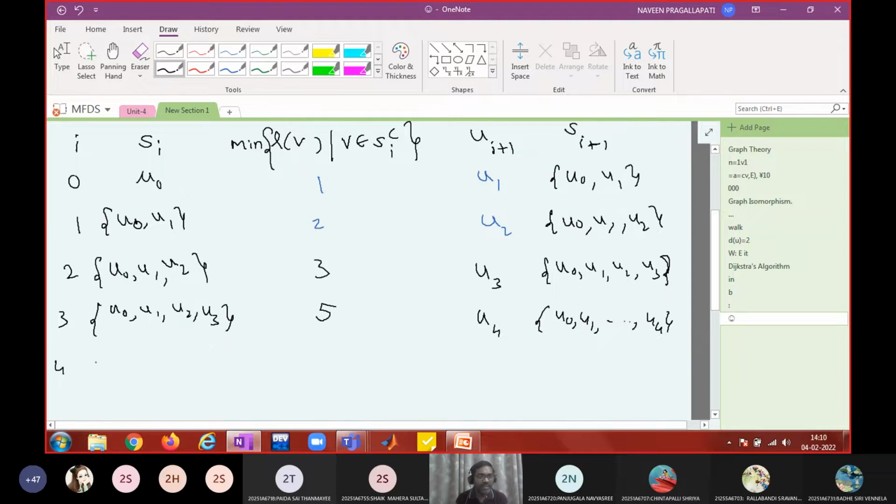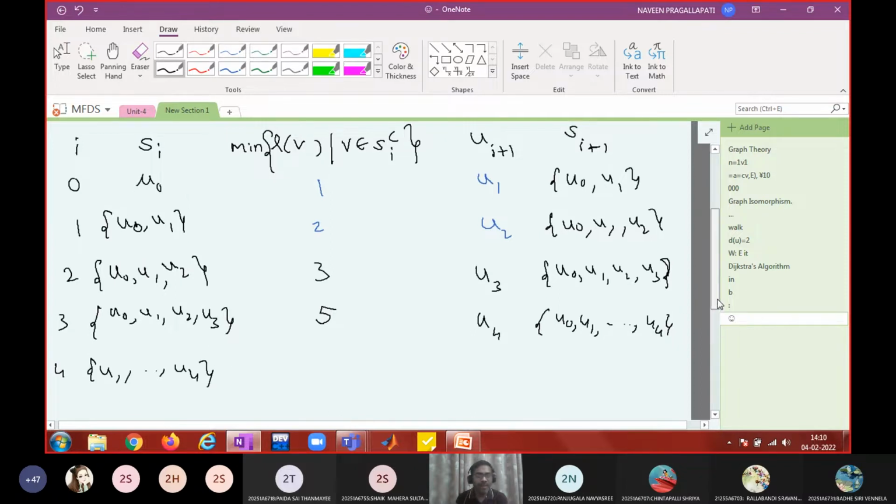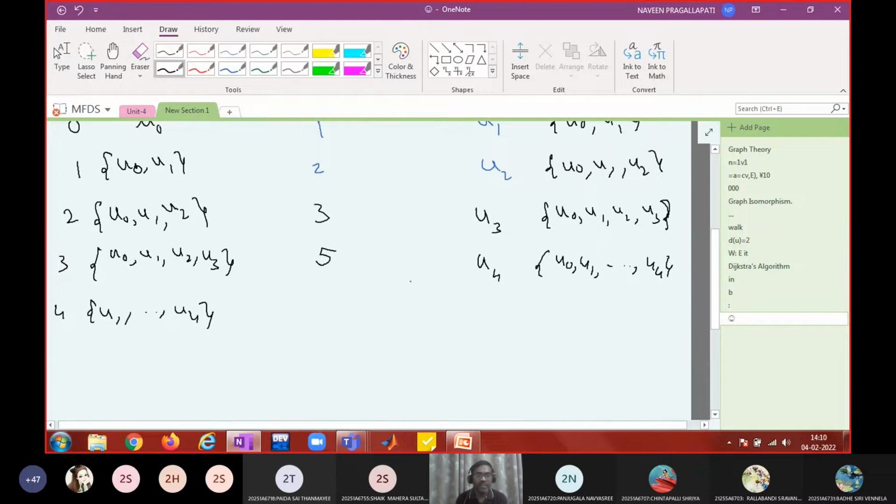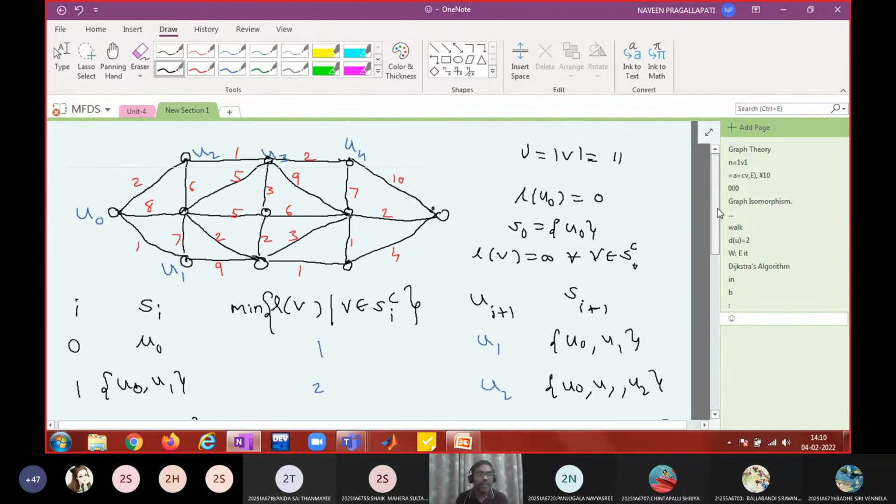So for the next iteration, it is going to be U0 to U4, and now we explored it. So far we explored five nodes: 1, 2, 3, 4, 5. Okay, now explore the remaining nodes. Identify the node which is nearest to the source node when compared to all other nodes.